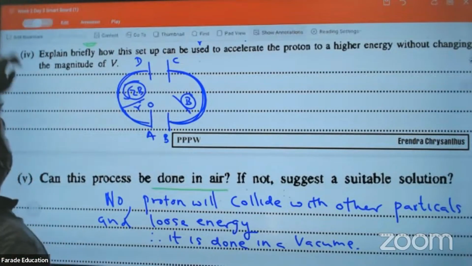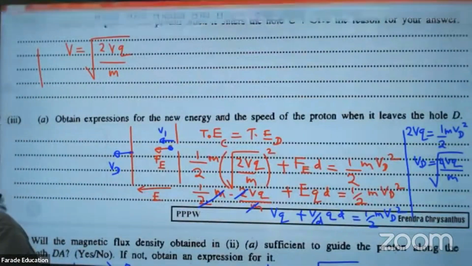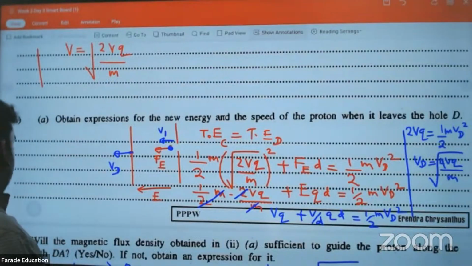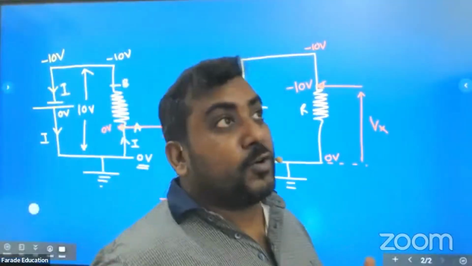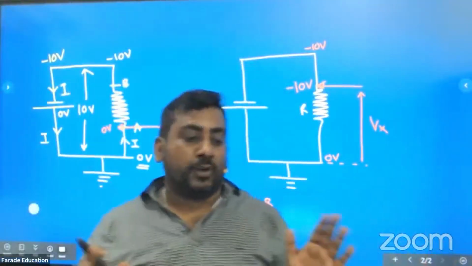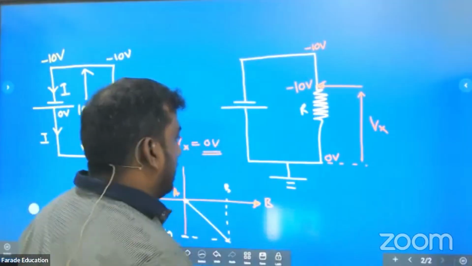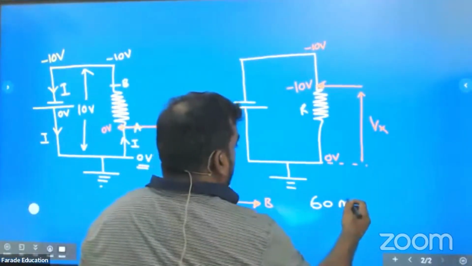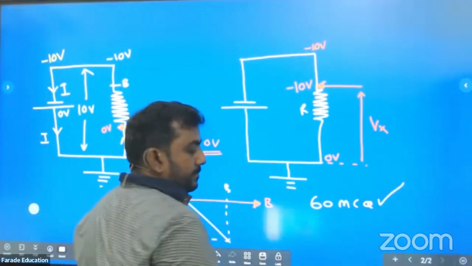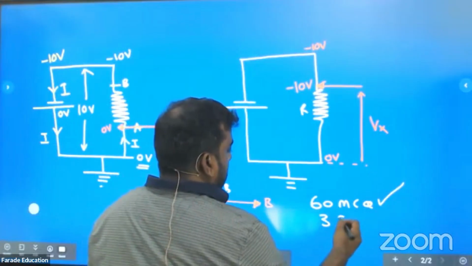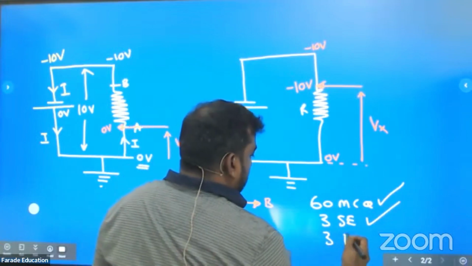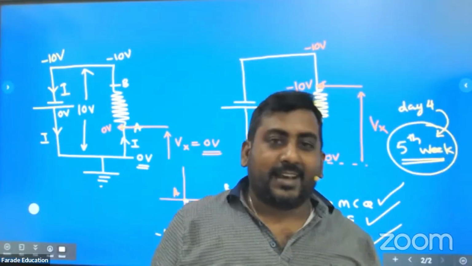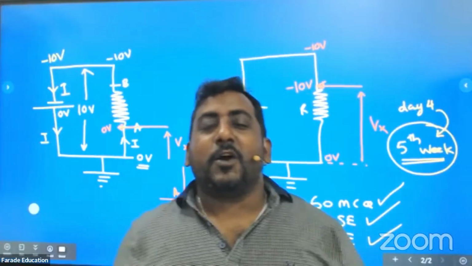Right. Okay. So, what does that mean? Now, that concludes week 2, day 3. 60 MCQs done, 3 structured essays done, 3 essays done. Right. Okay then. Enough for today. Keep on working.